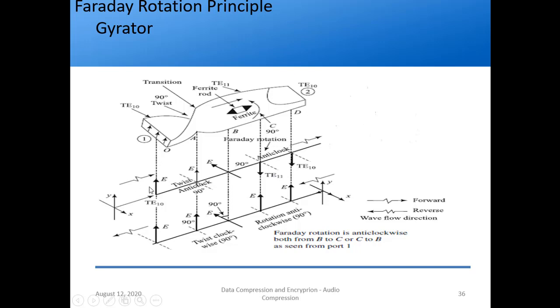So here it is vertical and above, here it is vertical and downwards, right? So let's say I again give E from this side. So at C it will come in the same way. There is no transition, 0 degree twist. So now here again Faraday rotation is anti-clockwise from both B to C or C to B, right? So again it will be what? Anti-clockwise, right? So here it will be anti-clockwise.